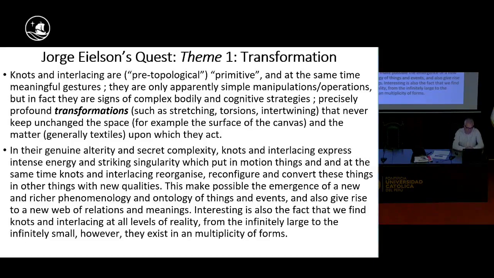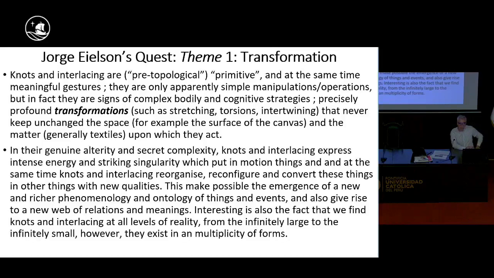Knots and interlacing are pre-topological, primitive, and at the same time meaningful gestures. They are only apparently simple manipulation operations, but in fact they are seen as complex bodily and cognitive strategies. They involve profound transformations, such as stretching, torsion, intertwining, that never leave the space unchanged, for example the surface of the canvas and the matter, generally textile, upon which the transformation acts.